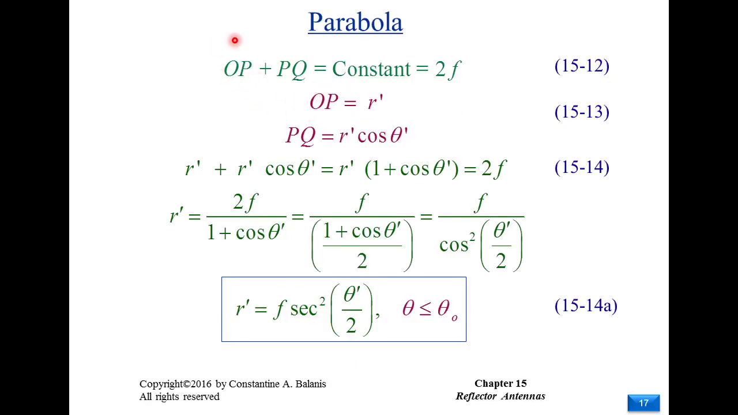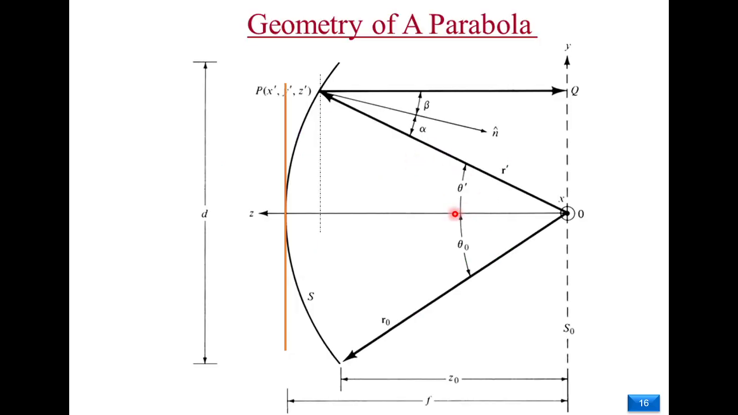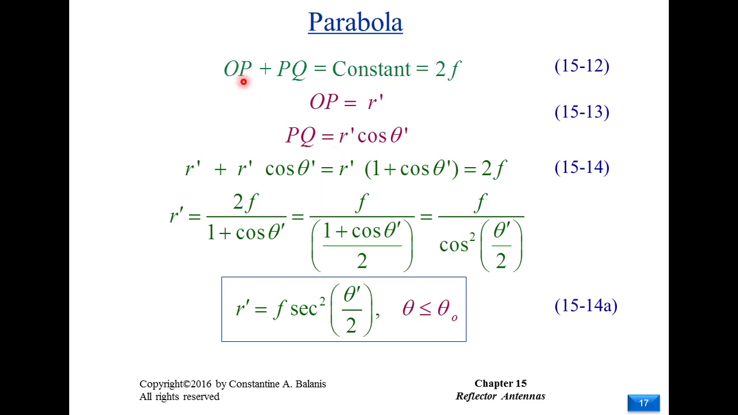So the idea here: we call OB equal R prime, BQ equal R prime cosine theta prime. Here again, this is theta prime, this is R prime. You can see this is the distance, and then for this right angle we would have this length equal R double prime cosine theta prime, this is theta prime, and this is the length R prime cosine theta prime. So these are the two elements, and we want this to equal 2f.